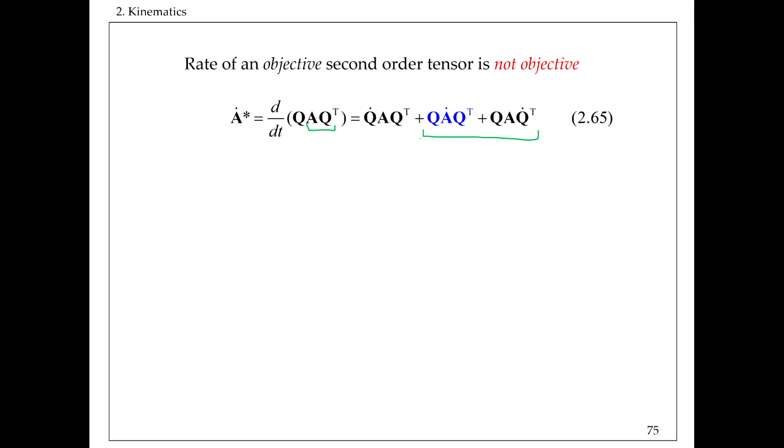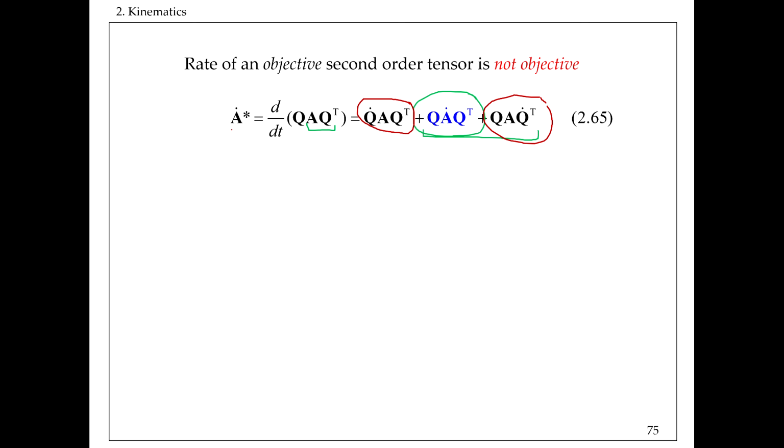And then if we look into that, we can notice that this one that I marked in blue here represents the objective part of that, but there are unfortunately these two terms that in general are not zero, and these terms are those that prevent us from saying that the rate of the objective second order tensor is also objective.